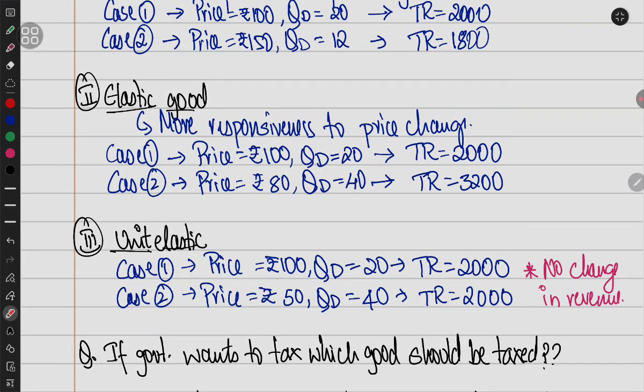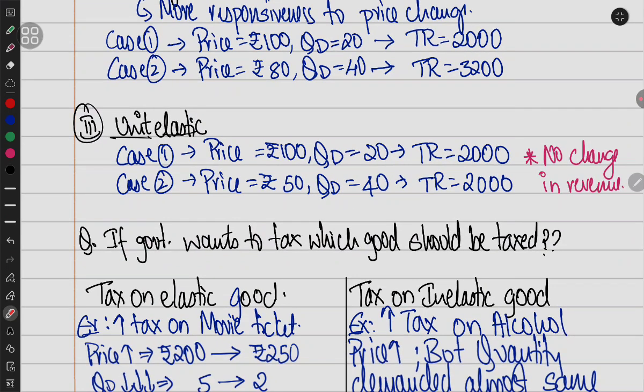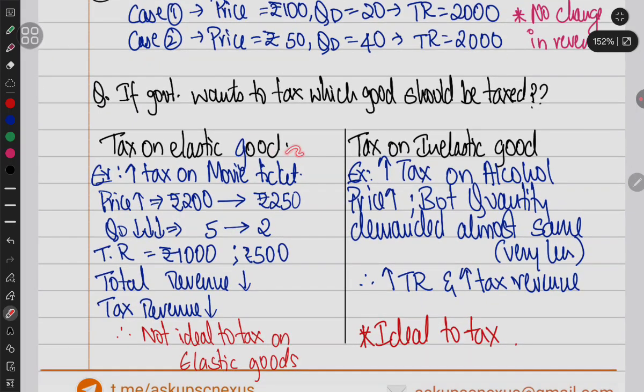Okay, now I will give you a situation. Suppose you are the government and you want to tax some goods. There are elastic goods, there are inelastic goods. Which one do you want to tax? See, let's consider both situations. See, let's first go for elastic good. Right, for example, the government has increased a tax of 25% from 200 rupees to 250 rupees. Earlier the demand was 5 tickets, now it is 2 tickets. Total revenue earlier was 1000 rupees, now it is 500 rupees. So total revenue decreases, therefore total revenue also gets decreased. So this is not ideal to tax.